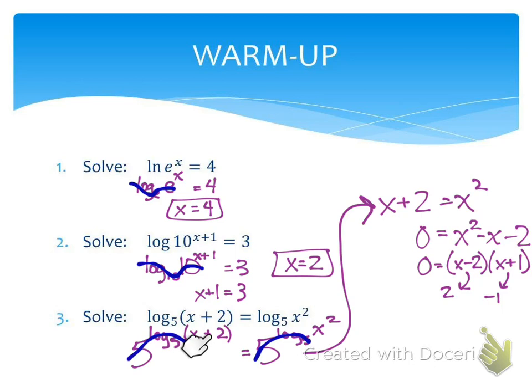If I plug in 2, log base 5 of 2 plus 2, so that's log base 5 of 4 on the left. If you took 2 squared, that's 4, so log base 5 of another 4. 2 checks out, that's one of my solutions. If I tried negative 1, log base 5 of negative 1 plus 2 is 1. So log base 5 of 1, is that going to be the same as, okay, negative 1 squared is 1, log base 5 of 1. So they both check.